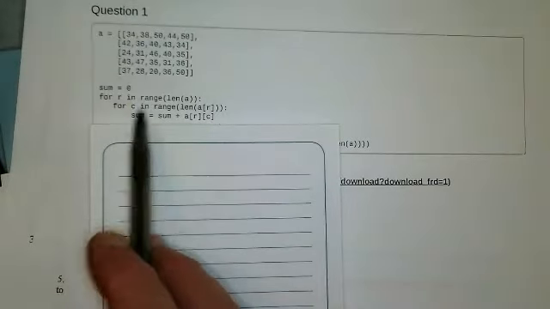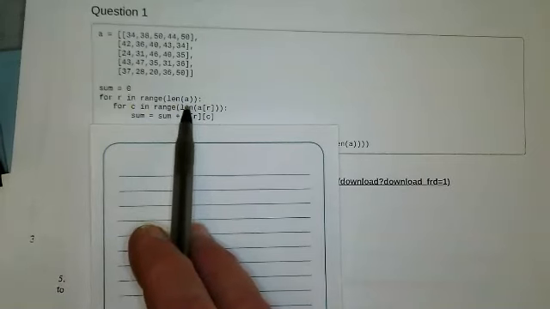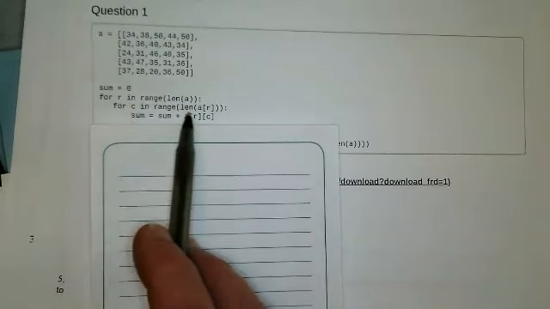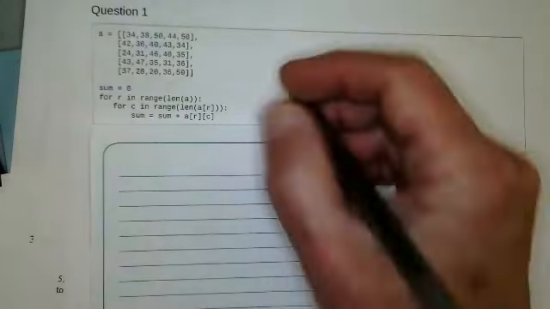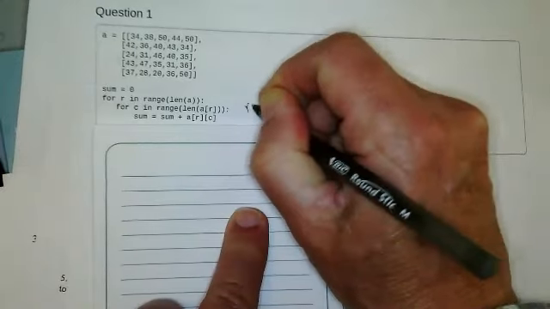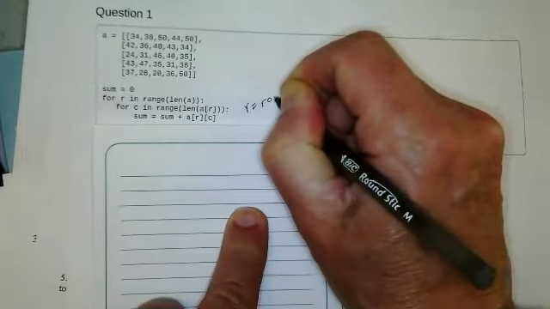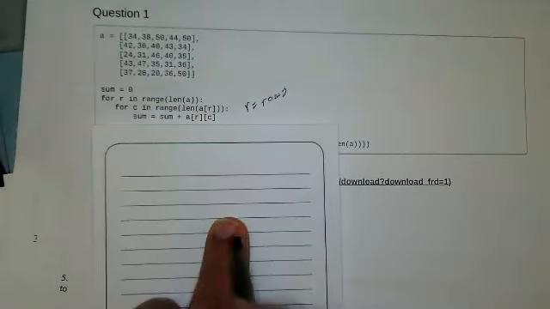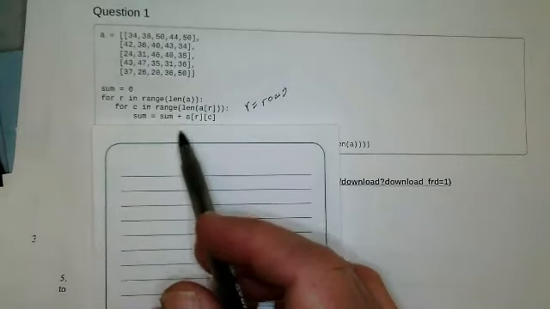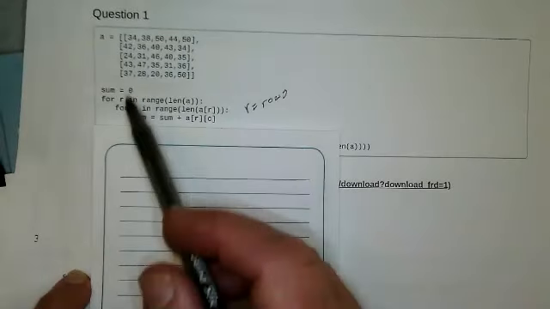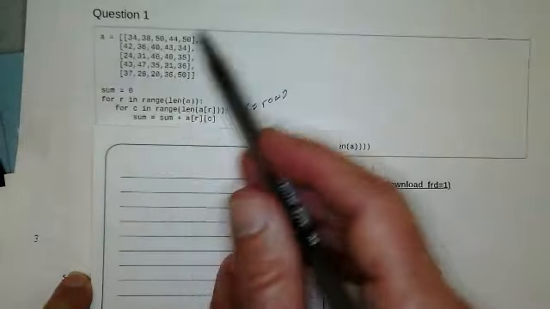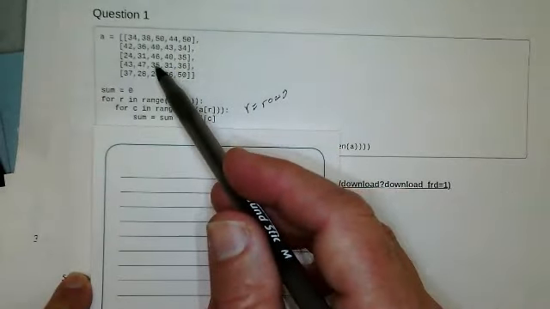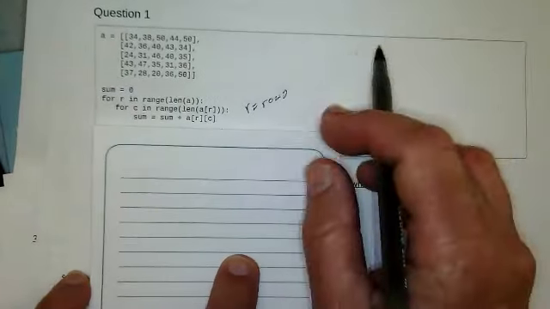Then for R in range, length A, for our array. For C in range, length A of R. R stands for rows. R means our rows. Remember, rows go across. So that's our rows. And then we're going to find the sum. Remember, sum started at 0 here, so it's going to go through and do all of our rows. Then it's going to add up the columns of each one.